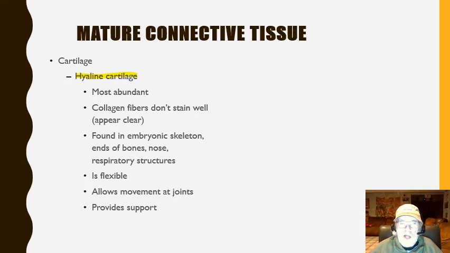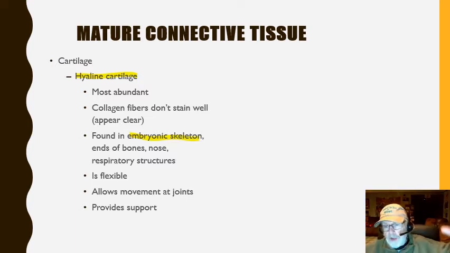The thing about collagen fibers, they don't stain well. When we look at cartilage, we find this hyaline cartilage in the embryonic skeleton. If you took an X-ray of a baby who's just born, you'd say, where are the bones? You don't see a lot of the bone. They're there because the bones are actually in a cartilage mold that will ossify, or convert itself to bone, at a certain period of time chronologically.